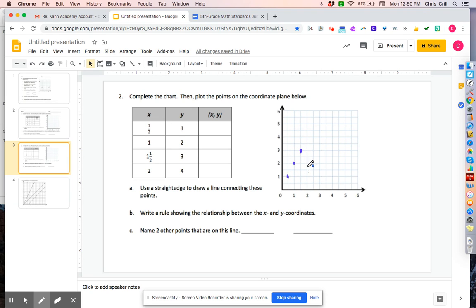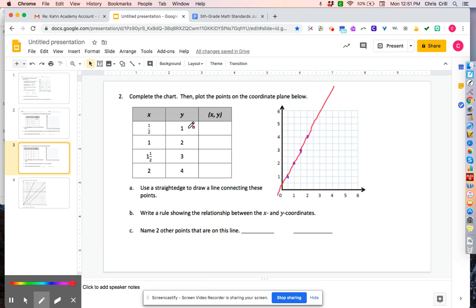Now let's go to 2, 4. Okay, we're going to connect those. You're going to use a straight edge to do yours. I'm going to try and do this. Okay, so would zip up like that. So we need to figure out a rule here.